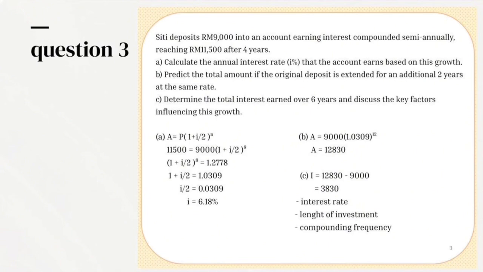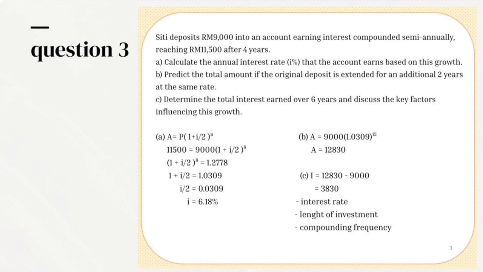Question 3. Siti deposits 9,000 into an account earning interest compounded semi-annually, reaching 11,500 after 4 years. A. Calculate the annual interest rate that the account earned based on this growth.